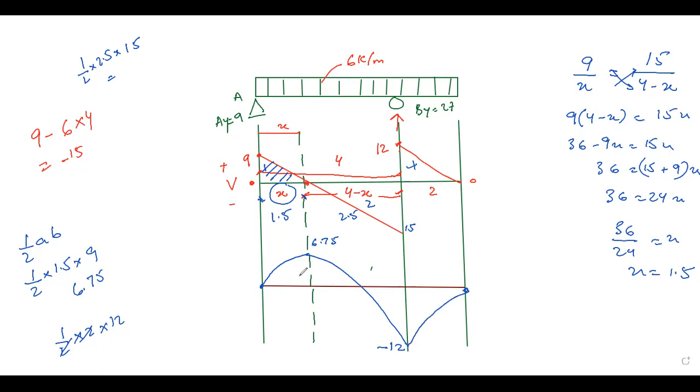So this is the positive zone and this is the negative zone. This is our bending moment diagram for this figure.